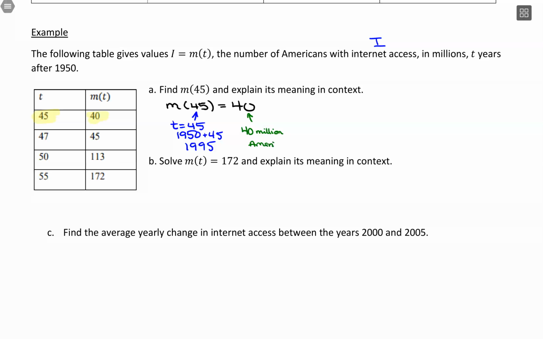Americans. So to put a sentence together, what I'm going to say is in 1995, 40 million Americans had internet access.